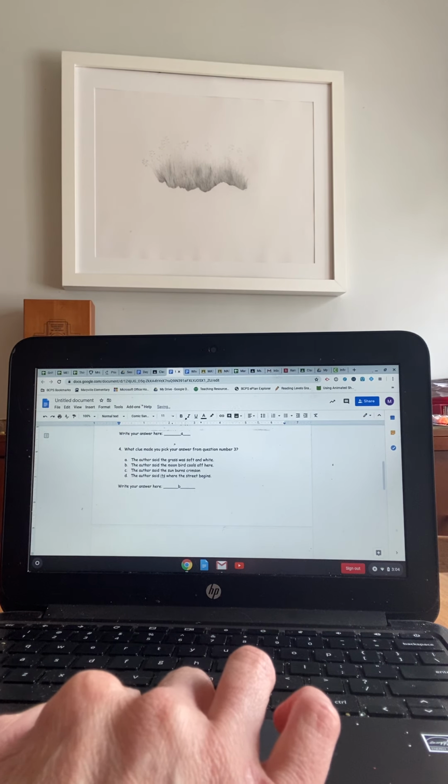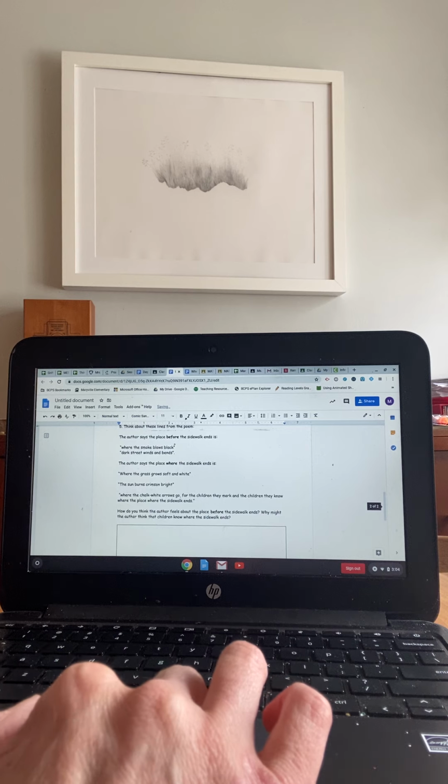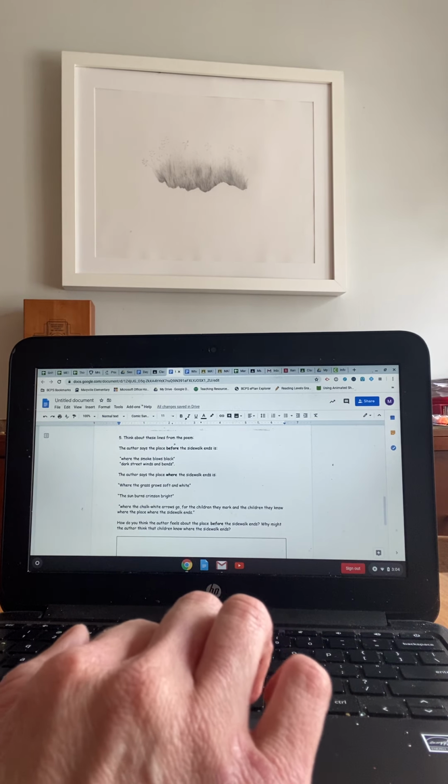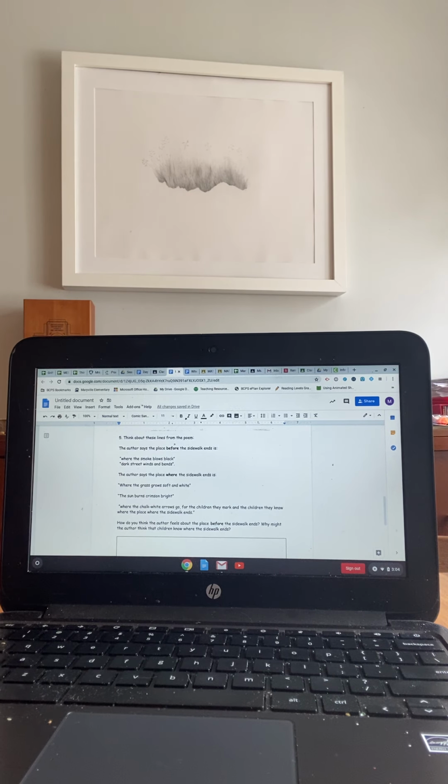All right. Now, number 5, if you scroll on down, says, think about these lines from the poem. The author says the place before the sidewalk ends is where the smoke blows black and dark streets winds and bends. The author says the place where the sidewalk ends is where the grass grows soft and white and the sun burns crimson bright, where the chalk white arrows go for the children they mark and the children they know, where the place where the sidewalk ends.